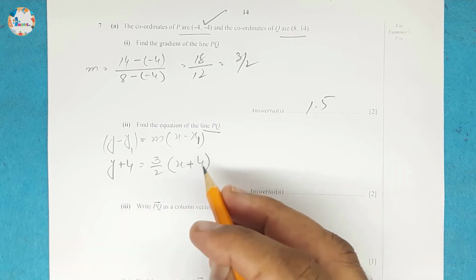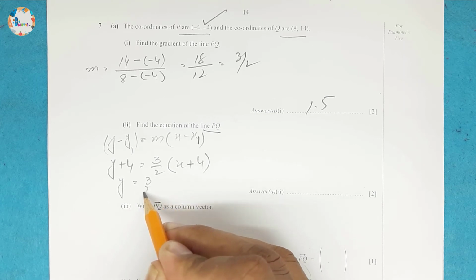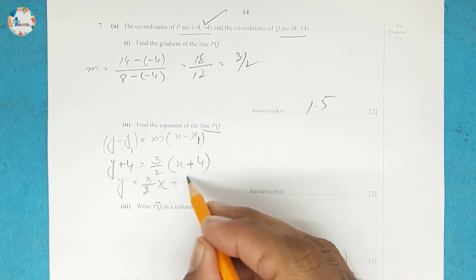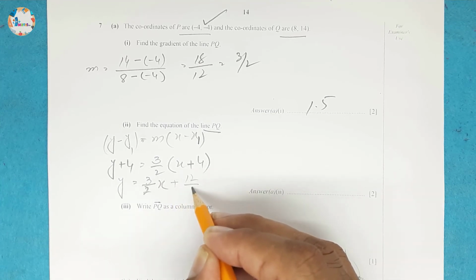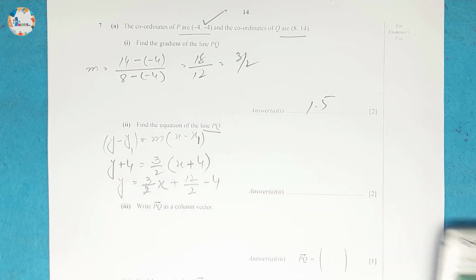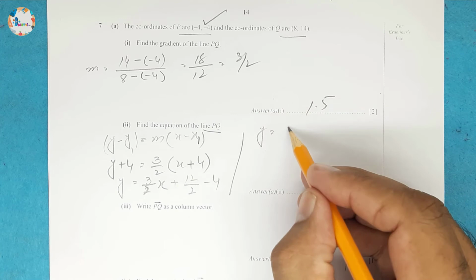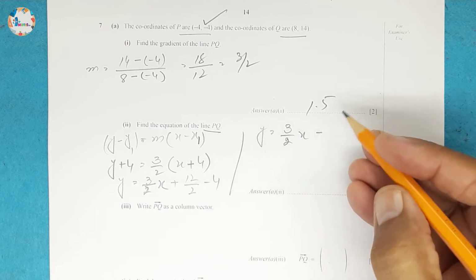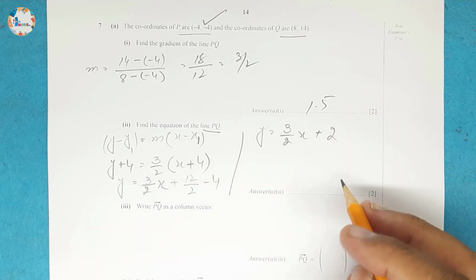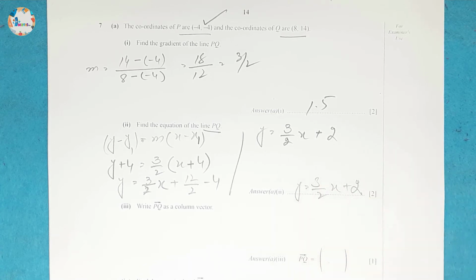So we can shift this, so y is equal to 3 by 2 x, and this will be multiplied by this also, plus 12 by 2 minus 4. So 12 by 2 minus 4 will be 6 minus 4, which is 2. So we can write y is equal to 3 by 2 x plus 2. After simplification, this will be the answer. Y is equal to 3 by 2 x plus 2. This will be the final answer.